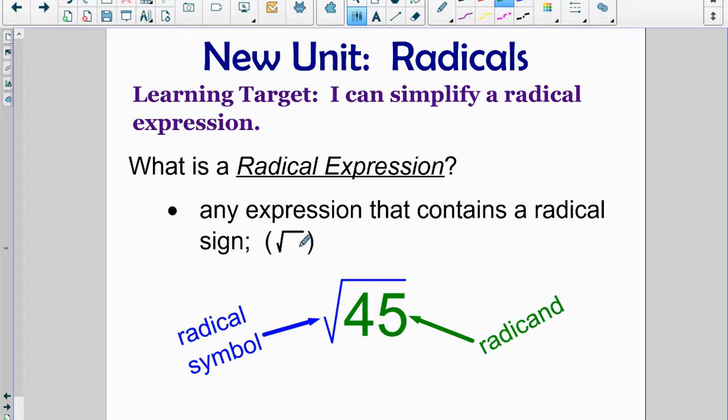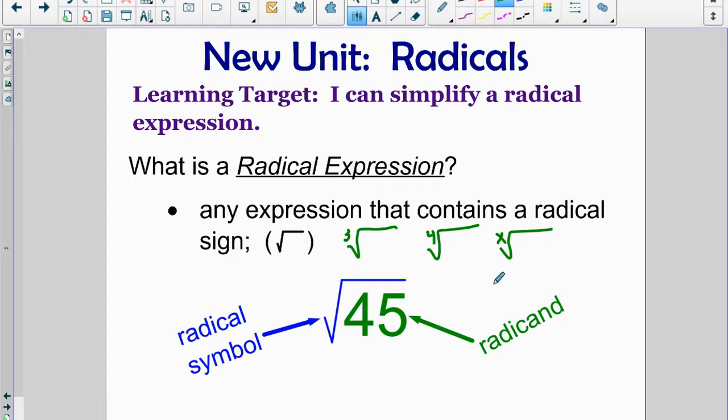Now, you may recognize this radical symbol as a square root symbol, and you would be right that a square root is one type of radical. However, there's more than just square roots. There's actually cube roots, which would look like a square root symbol with a little 3 in the corner, or fourth roots, which look like a square root symbol with a 4 in the corner, and basically any root that you could think of where you have a little number in that corner up front.